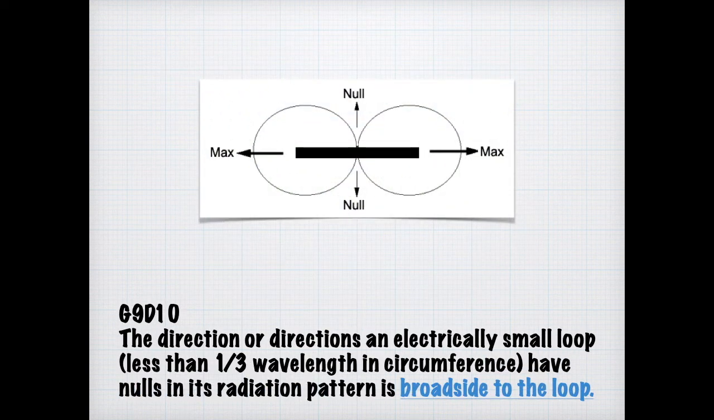This diagram is for a magnet, but it works for an antenna loop as well. You can see the radiation lobes, and you can see the null points. For the exam, you need to know the direction or directions of an electrically small loop. That's one that's less than 1/3 wavelength in circumference, has nulls in its radiation pattern that are broadside to the loop.